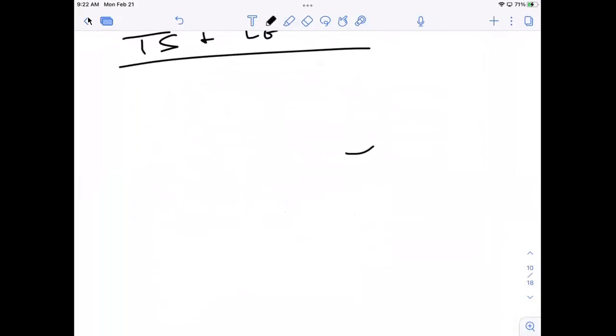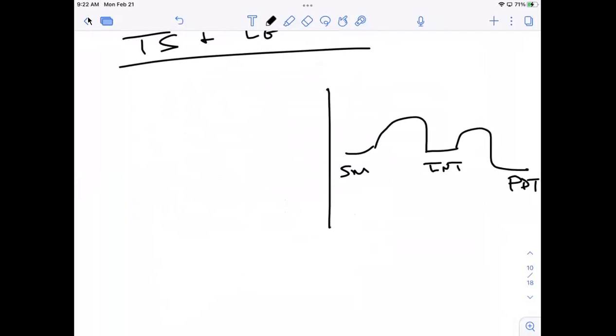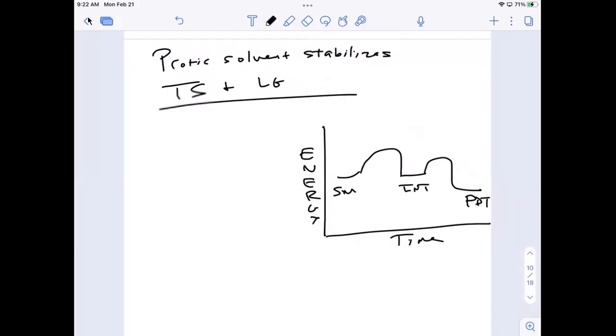So we're going to start here. We have the carbocation intermediate, and this is my starting material. That's my intermediate. That's my product, and this is energy on the y-axis. What's on the x-axis? Time. Right. So you go from starting material to intermediate, and the intermediate to product.